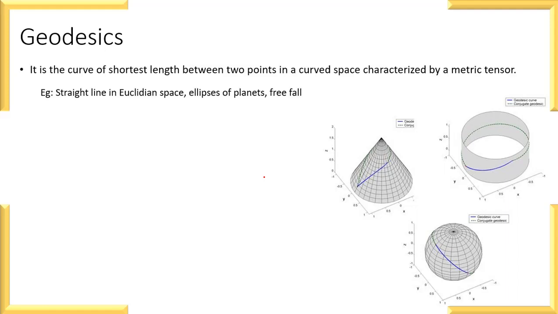So geodesic is a curve of the shortest length between two points in a curved space, and it is characterized by a metric tensor. Examples are a straight line in our normal linear space, Euclidean space. The ellipse of a planet is a geodesic. That is, planets take an elliptical path, which is a geodesic. Free fall of something is a geodesic.